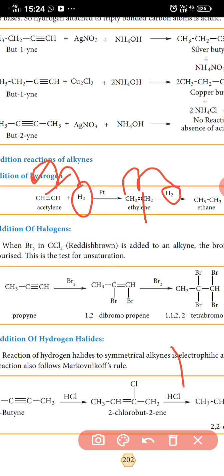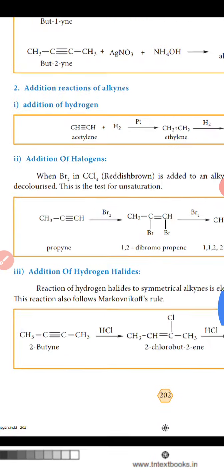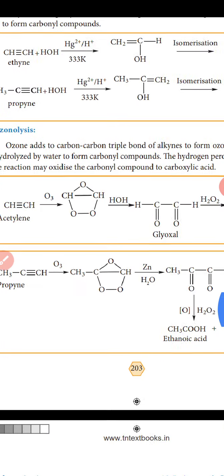The second one, ozonolysis. Ozone O3 attacks the carbon to carbon triple bond of alkynes to form ozonides. The ozonides are hydrolyzed by water to form carbonyl compounds. The hydrogen peroxide H2O2 formed in the reaction may oxidize the carbonyl compounds to carboxylic acids.